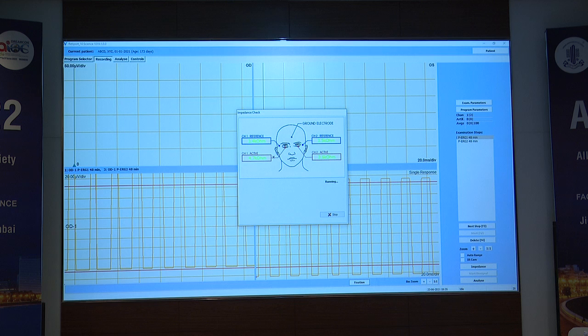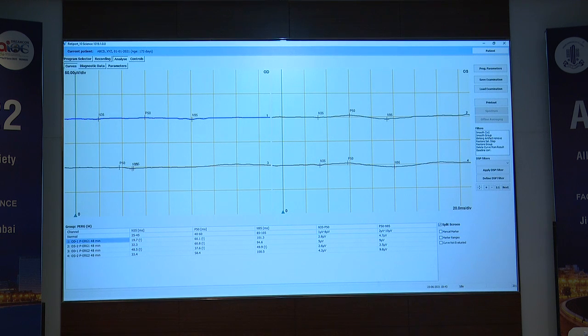And then we start the examination, and then we stop the examination, and then we click on the analyze button, and this is how the waves look like. Now do these look like a proper P50 and N95?